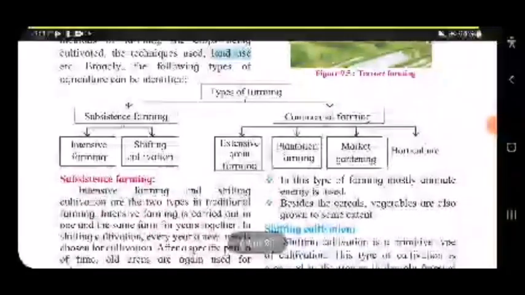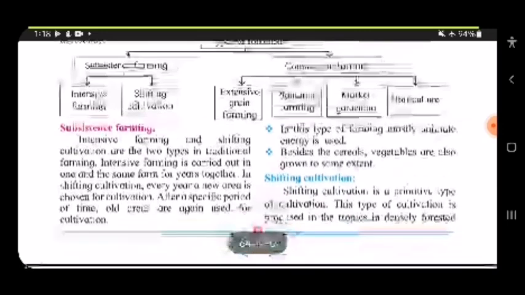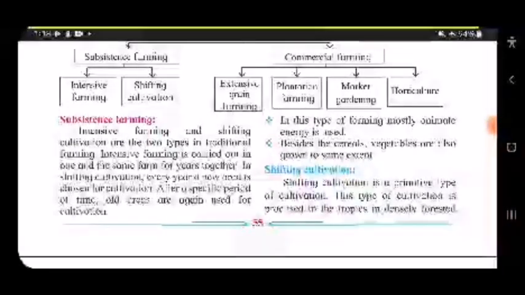Now you can see over there, there's a diagram, types of farming. There are two types of farming, subsistence farming and commercial farming. Under subsistence farming, we have two types of farming, and under commercial farming, we have four types. Under subsistence farming, we have intensive farming and shifting cultivation. And under commercial farming, we have extensive grain farming, plantation farming, market gardening, and horticulture. Let us learn in detail about subsistence farming.